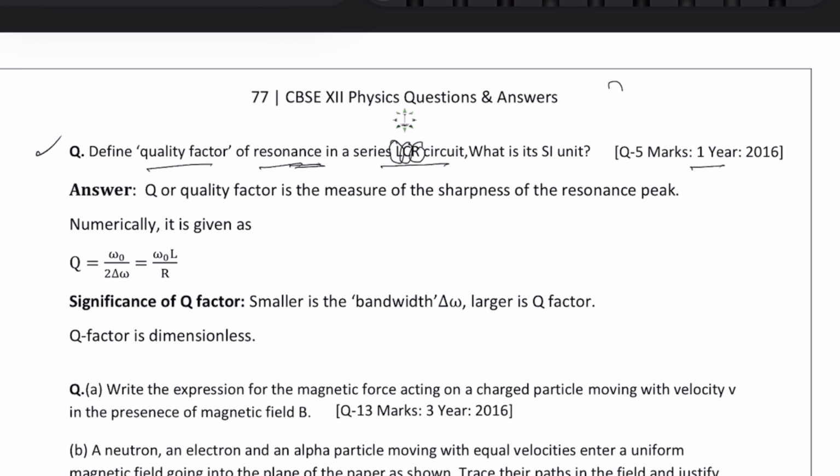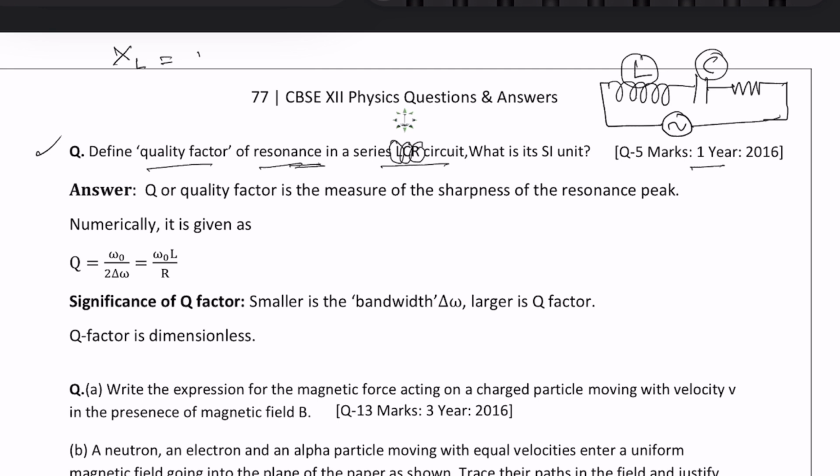So suppose we have an inductance, a capacitor, and a resistance, and this is connected with an alternating voltage source AC. Okay. Now the resistance of the inductance is called inductive reactance, and that of the capacitor is called capacitive reactance. What is inductive reactance? Inductive reactance is represented by XL. It is omega into L.